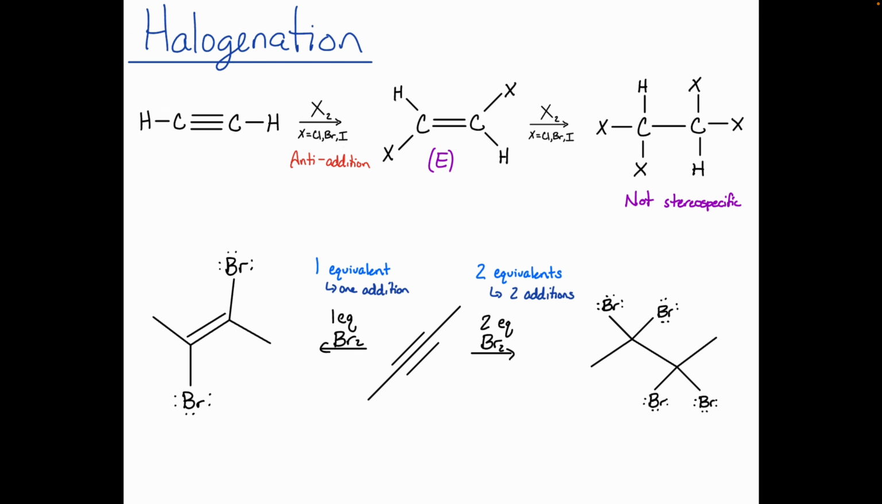And we just note, if we do add one equivalent, we need to make note that it's that anti-addition, so we get that specific stereochemistry. To be clear, it's also anti-addition in the second step. You just don't really care because you don't produce any stereocenters.